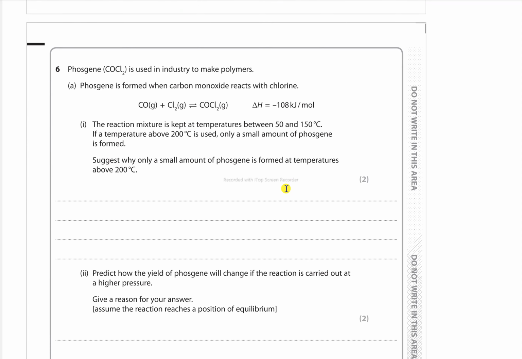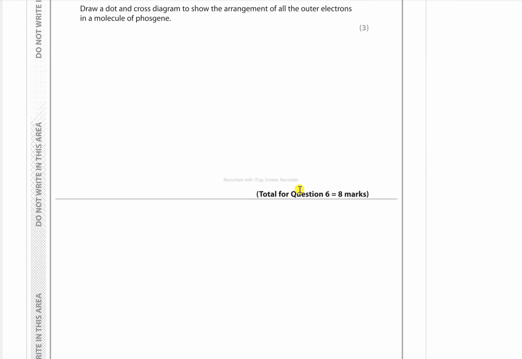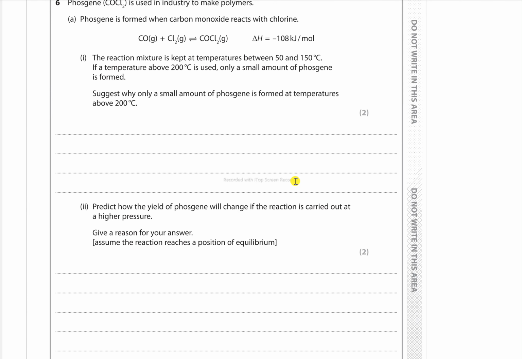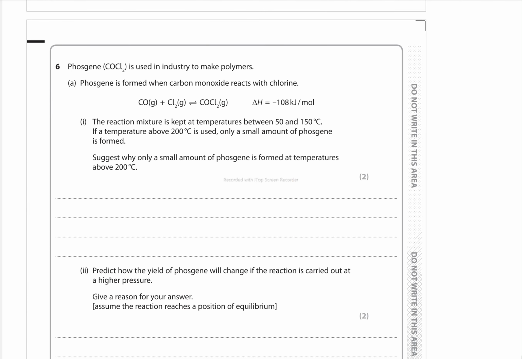Phosgene. Okay, let's see if we can squeeze this in. We'll do that again once more. Split that up.